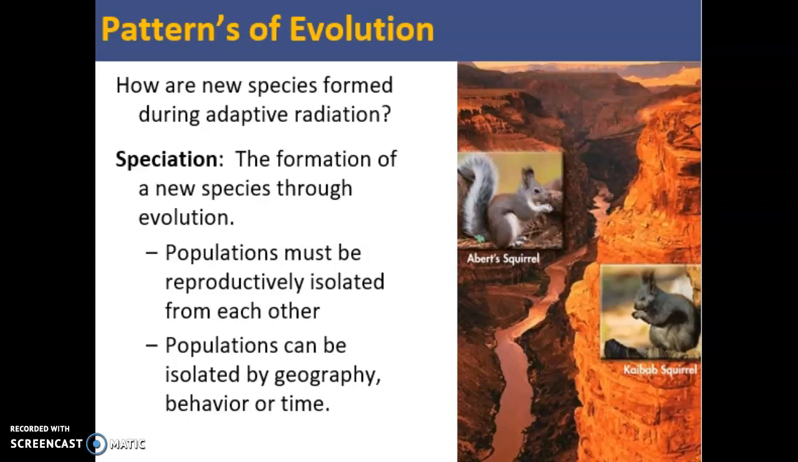Okay? Or they can be separated by time. So maybe one population evolved to be active during the day, and the other population is nocturnal. So speciation always requires some form of reproductive isolation.